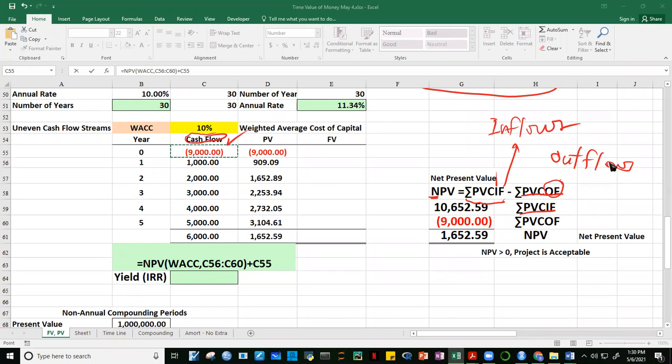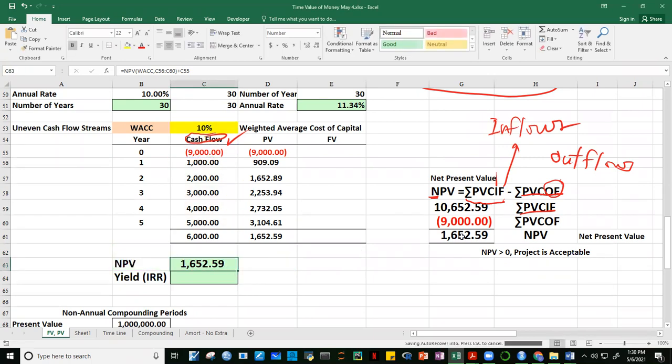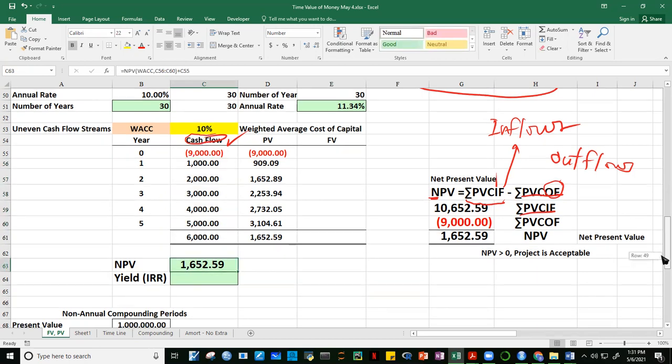Okay. So let's proceed, guys. I got 1652. So that's the faster way to compute for your net present value. Remember, if you are asked a question like this, should we invest here? Given ka ng initial investment, tapos future cash flows, madali yan, no? If you know the rate of return, always compute for the NPV, net present value.